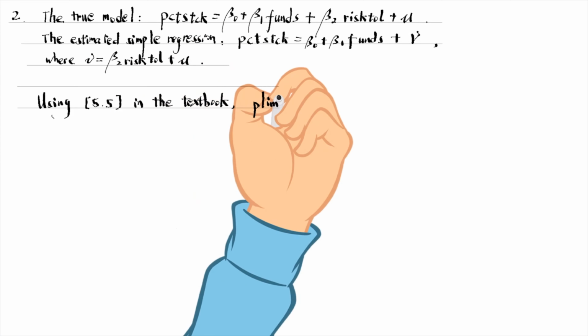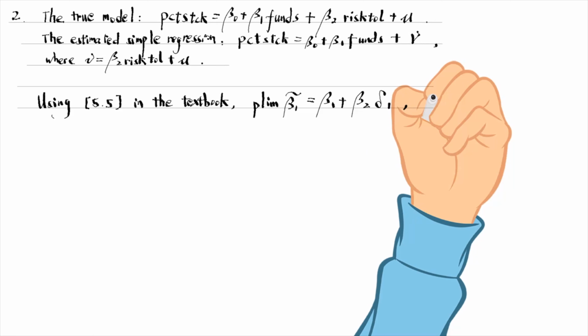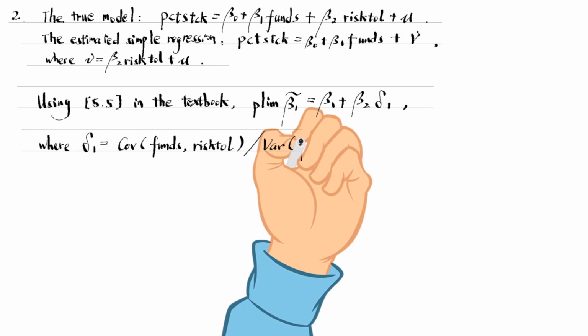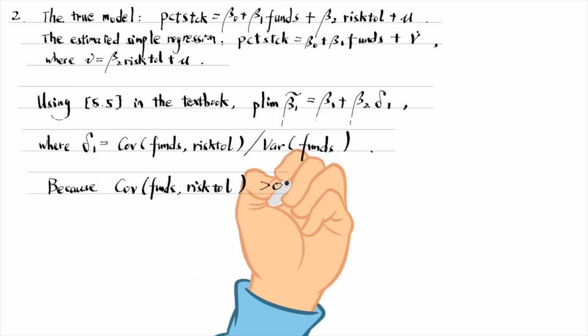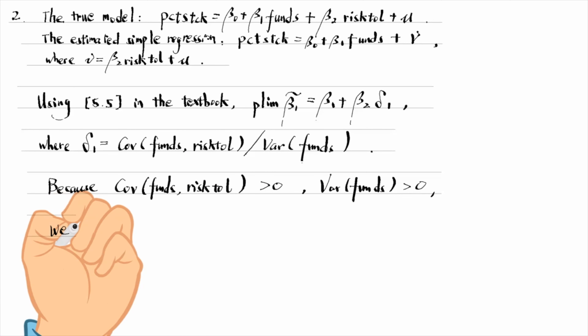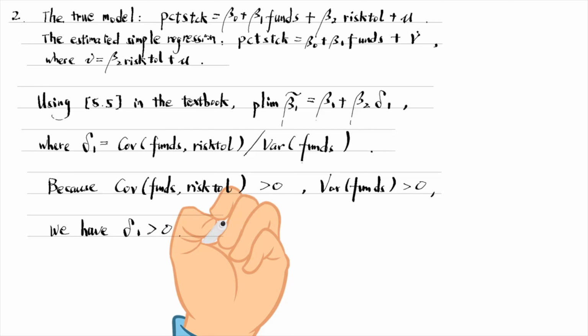Using the inconsistency formula in the textbook, the probability limit of beta 1 tilde equals beta 1 plus beta 2 times delta 1, where delta 1 equals the covariance between the variables, the number of mutual funds and the measure of risk tolerance, divided by the variance of mutual funds. If funds and risk are positively correlated, then delta 1 will be positive. Therefore, the sign of the inconsistency depends on the sign of beta 2.